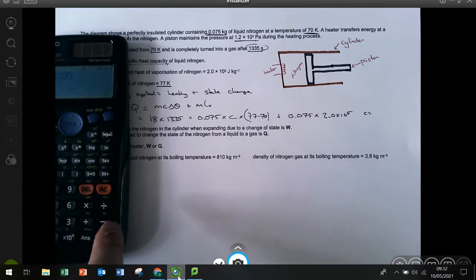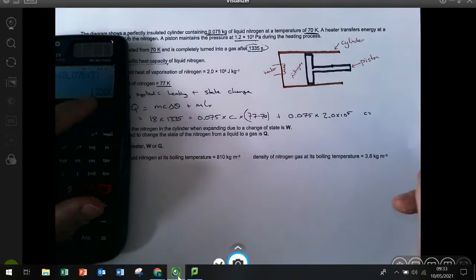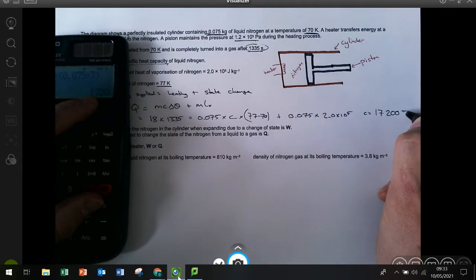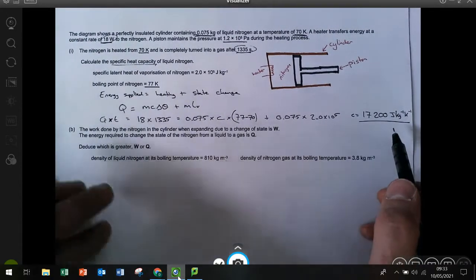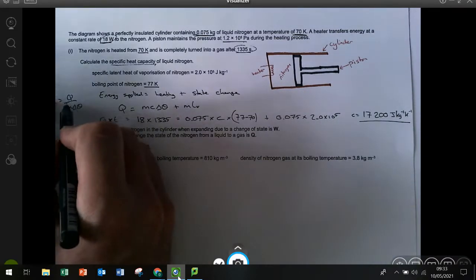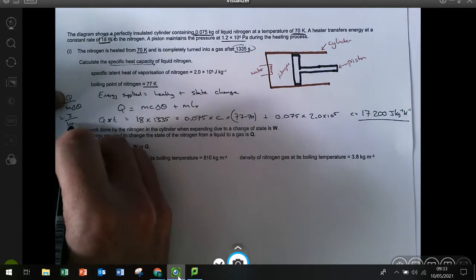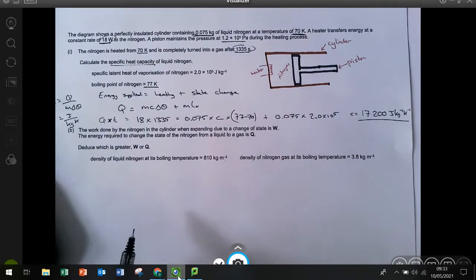Let's work out the answer. So I've got 17,200 joules per kilogram per Kelvin or per degree Celsius. Very often they do ask you for a unit. It's really easy to work out the unit. You just rearrange for heat capacity, Q over m delta theta, and you go, right, what is the unit? Well, it's going to be joules per kilogram per degree Celsius or per Kelvin. They don't really mind which one you use.